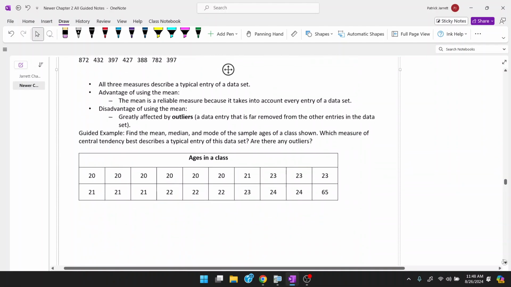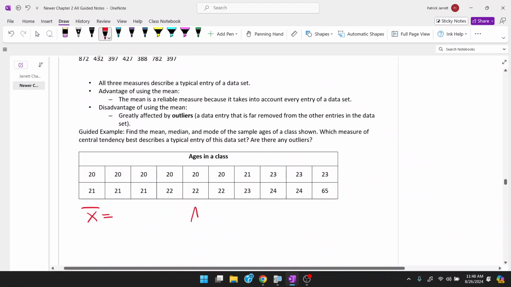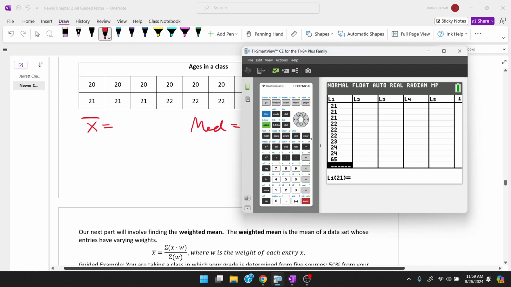Now, enter all of this data into your calculator, and I want you to find the mean, the median. Now, the mode, your calculator will not do. Casio does it, though. But we'll go over this. So the mode for this set of data appears to be what? 20.